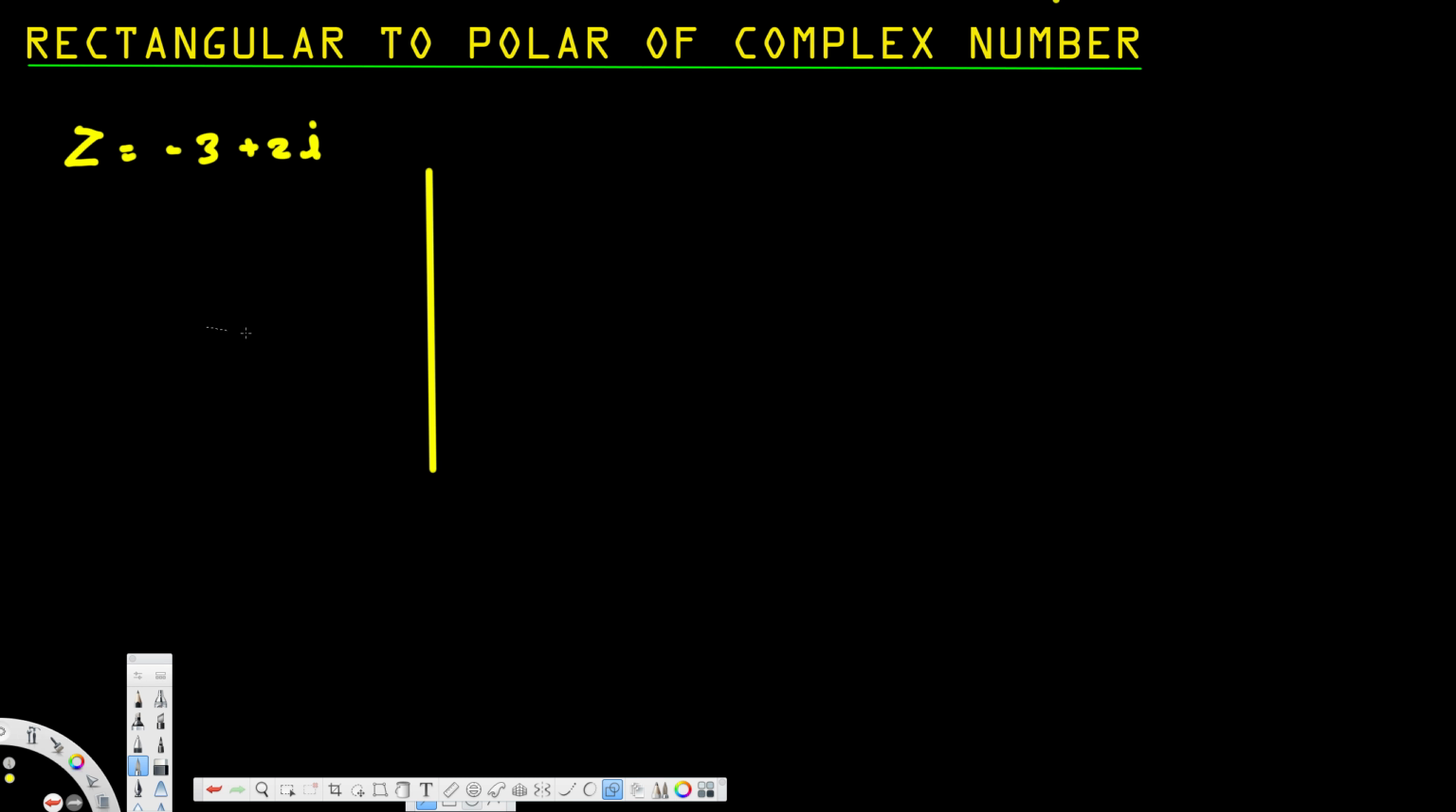Here we have the y-axis and x-axis. In the x-axis we are going to have the real part, and in the y-axis we are going to have the imaginary part. Our real part is -3, so we are going to have -3 right here, if this is -1, -2, -3. And the imaginary part is 2i, so we are going to have +2, so 1, 2 somewhere here.